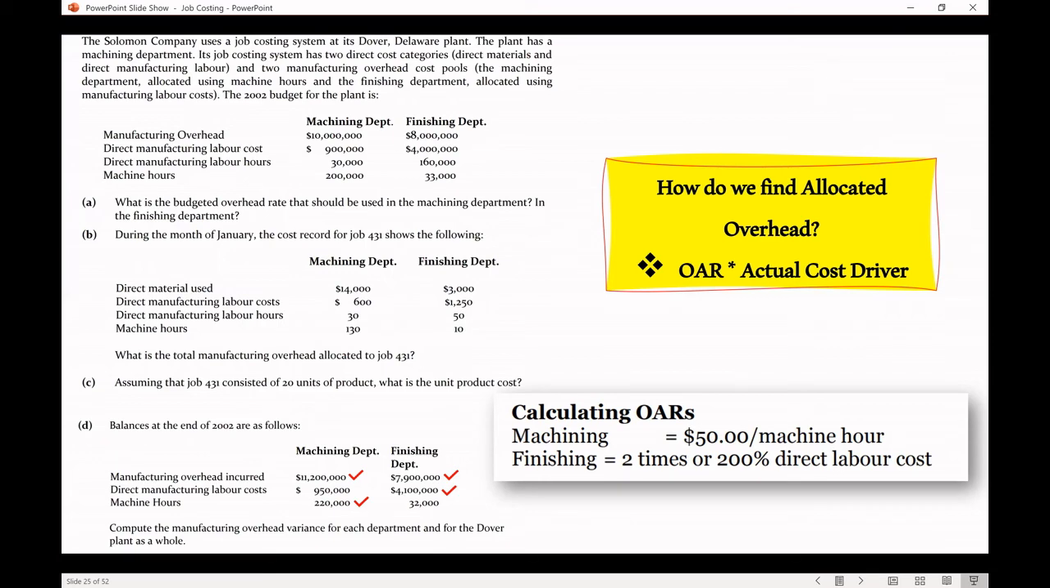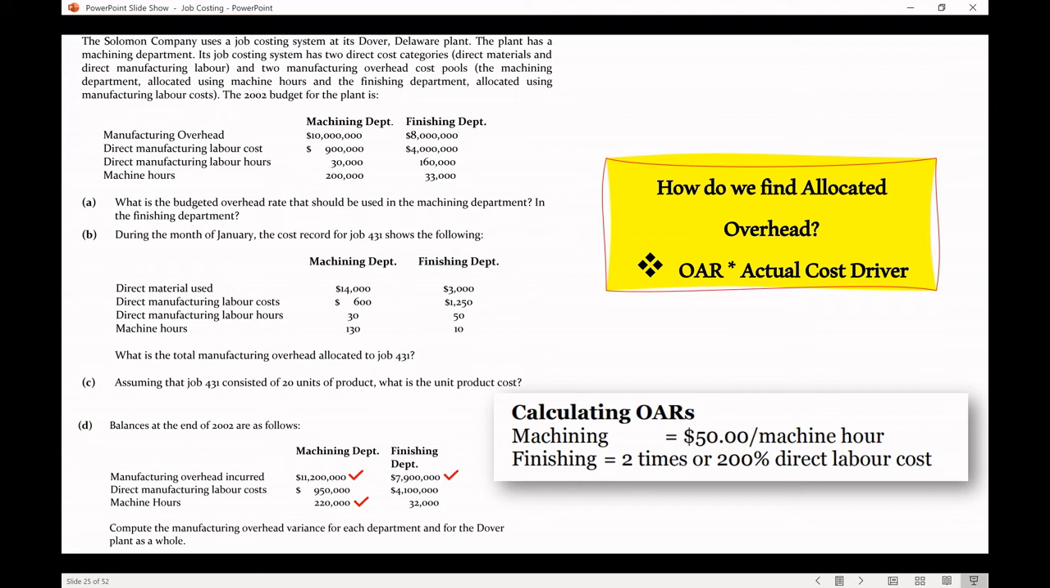So we know the actual and the allocated, right? So to find the variance would be the difference between the two. So let's go back and do it per department. Let's go back to the machining department. The actual overhead is 11,200,000, and we say our allocated is 11 million. The difference between the two is what? 200,000.